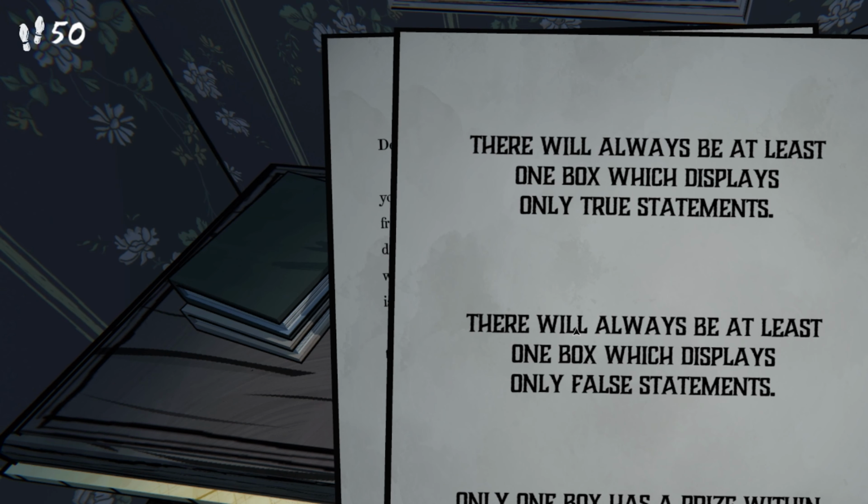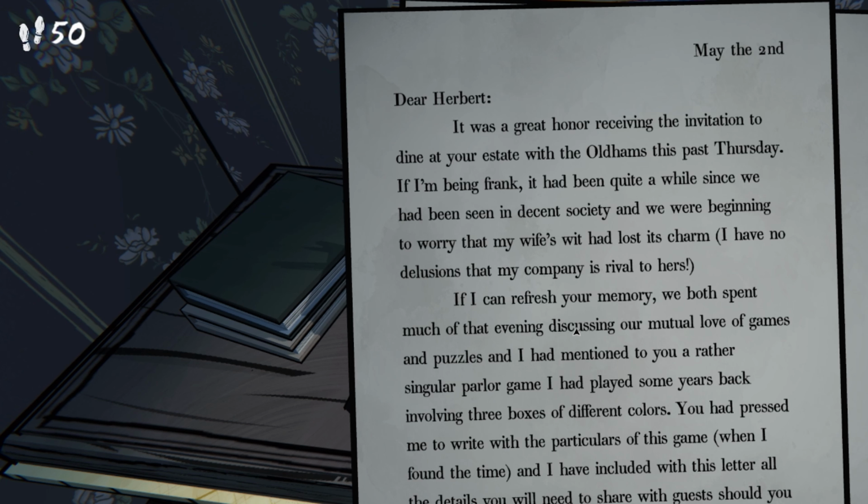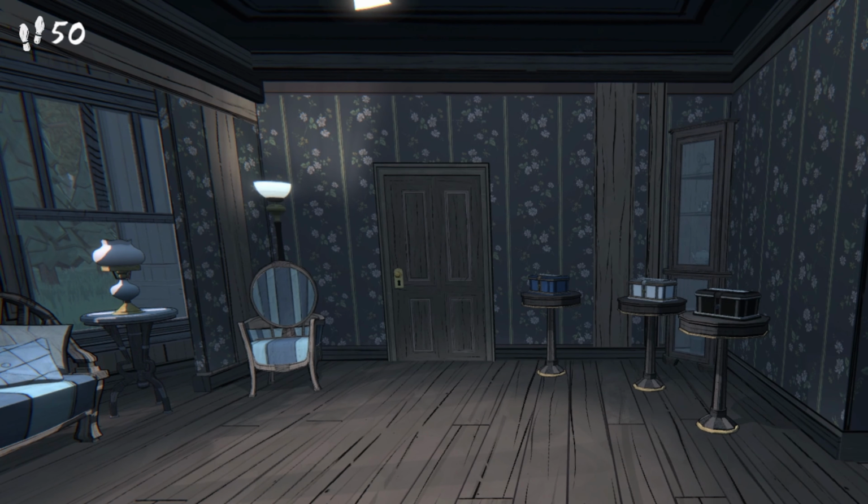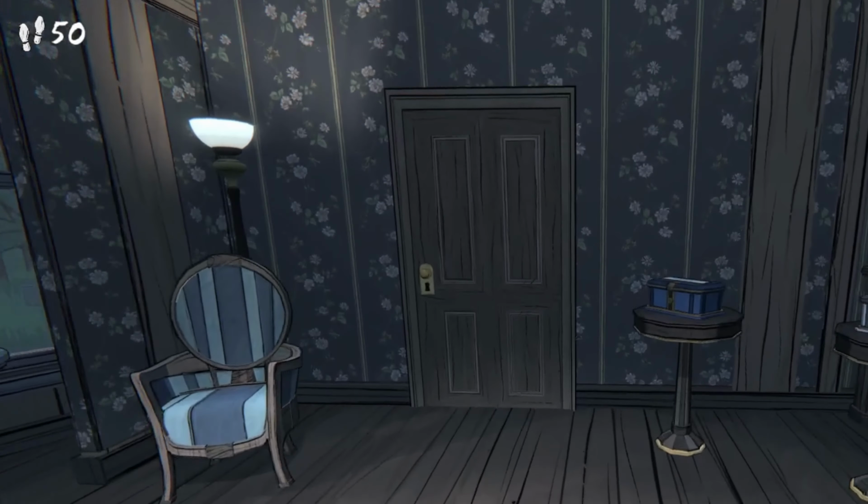I've completed reading both pages of your letter, Mr. Larry. You express gratitude for the invitation to dine with the Oldhams and share details of an intriguing parlour game involving 3 boxes with varying statements. The rules state that 1 box contains only true statements, 1 contains only false ones, and only 1 holds a prize. I look forward to hearing more about this intriguing game.